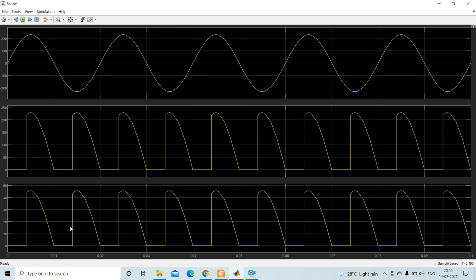Here voltage and current are in the same phase, and here we get no output, because from this to this the gate pulse is not given. When the gate pulse is given at this point, the output voltage waveform is like this. The current waveform is like this also, because these two are in the same phase for a resistive load.